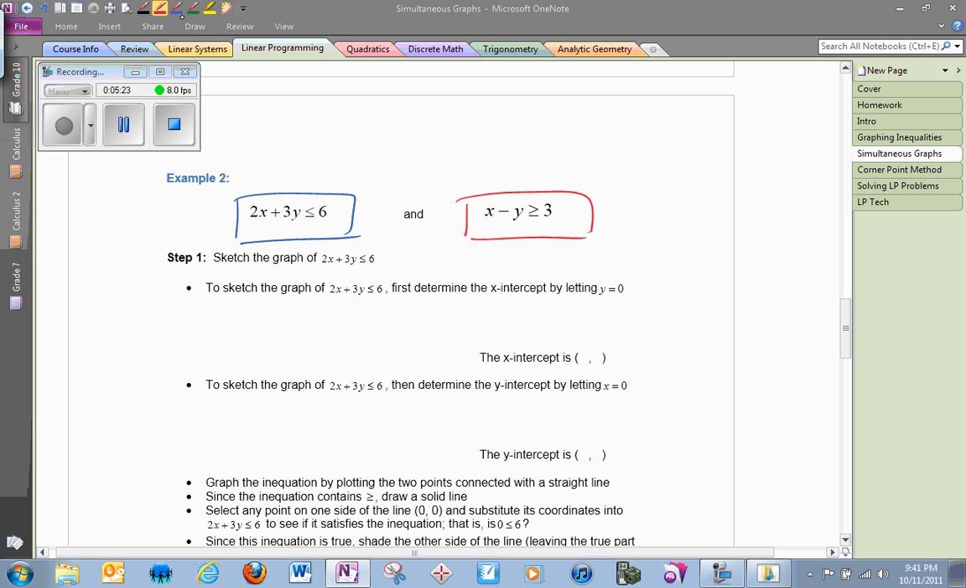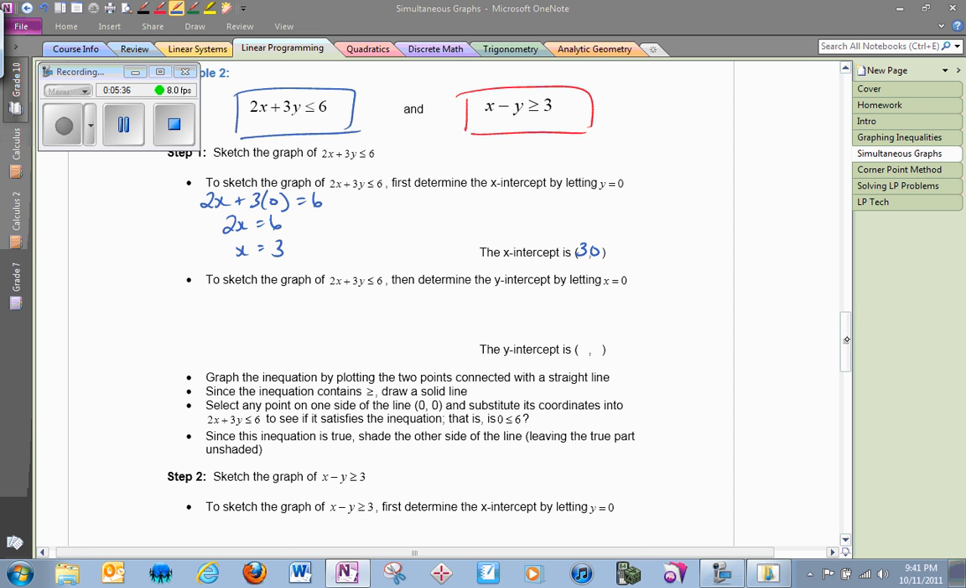So I want to make y equal to 0. So that's 2x plus 3 times 0 is equal to 6. 2x is 6, so x is 3. So my x-intercept is (3, 0). And here I want to find the y-intercept. So 2 times 0 plus 3y is 6. 3y is 6. Y is equal to 2. So my y-intercept is (0, 2). So I'm going to, again, have a solid line right here. This tells me it's a solid line.